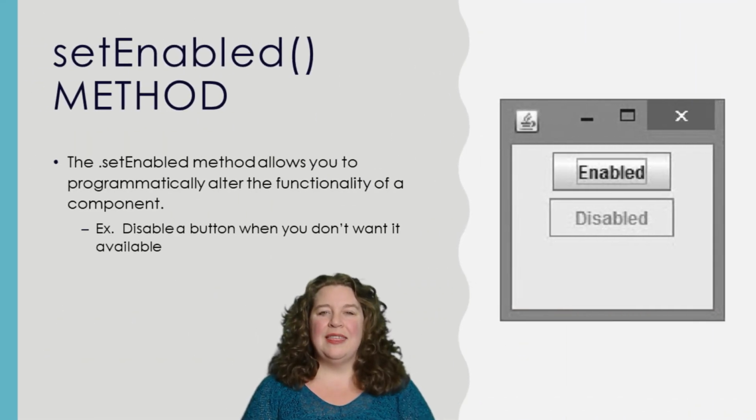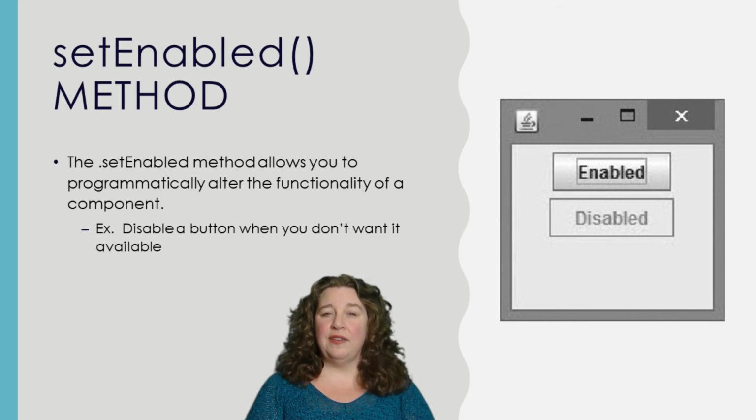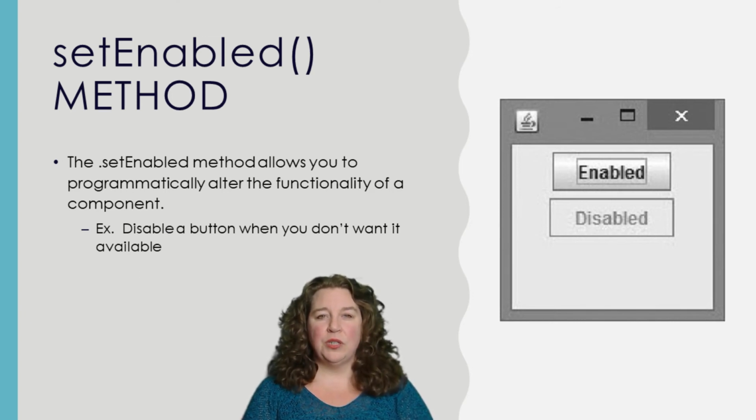One of the methods that buttons have on them, or other components as well, is a setEnabled method. And that method allows you to programmatically change the functionality of the component as time goes on. You can do this in an event. When you push a button, it can set it to enabled or disabled, or you can do it at runtime when you create your class. So if I want to have a button that is disabled, I want to have it showing but not actually able to be clicked, I can set the enabled to false, okay, to disable the button if you want it to show on the screen, but you just don't want it available.